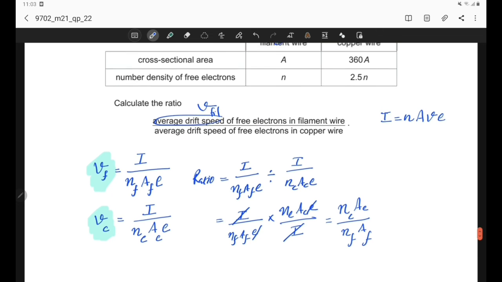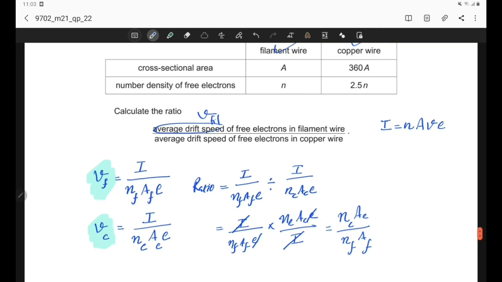These values are already provided in the table, so we can use these values. Number density of copper is 2.5 N, so 2.5 N times area of cross section of copper is 360 A. So here it will be 360 A over NF, that is number density of free electrons in filament lamp, which is N. So N times AF is N times A. We can cancel this N and A. So the answer is 2.5 times 360.